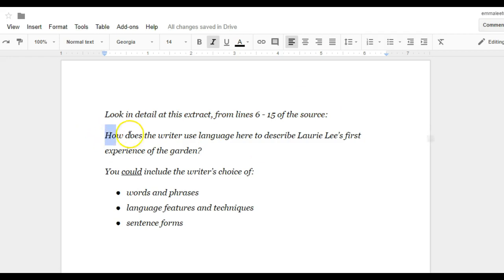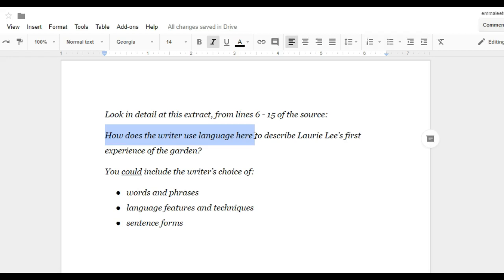Now, the next bit of the question is always the same, so you know the question before you even go into the exam. It's always going to be, how does the writer use language here to blah blah? And since it's going to be fiction, you can largely know that that's going to be to describe, to narrate. I don't know, it's been described so far. It could be other things, I guess. I don't know how fixed that word describe is as part of the question. But how does the writer use language here to blah blah?